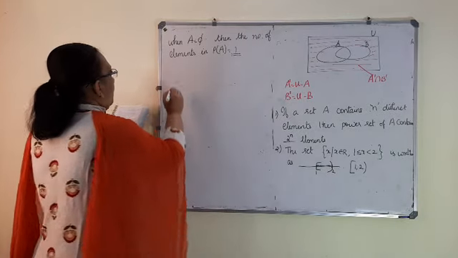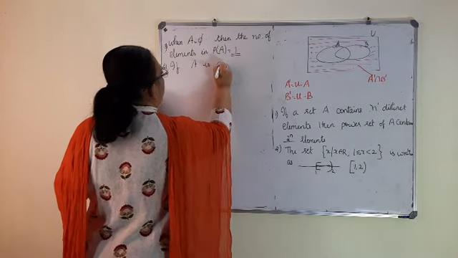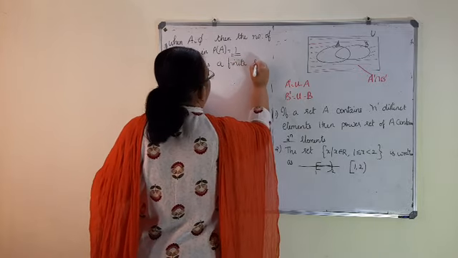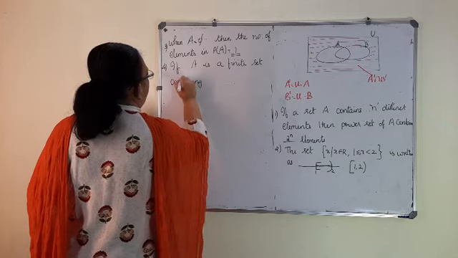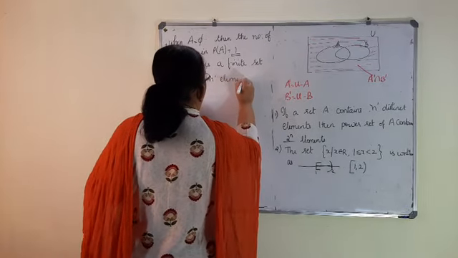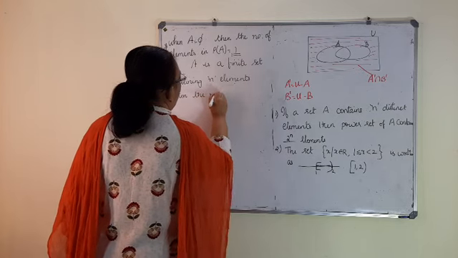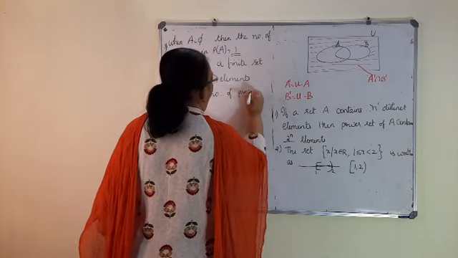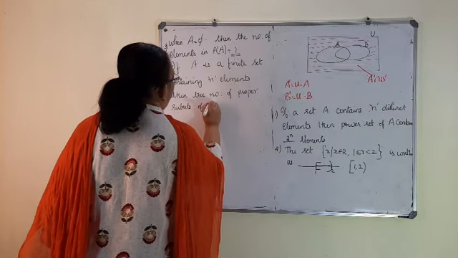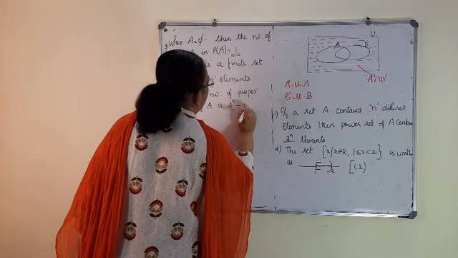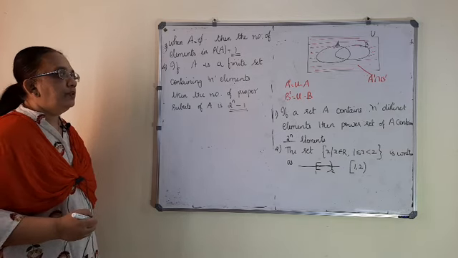Next one. If A is a finite set containing n elements, then the number of proper subsets of A is 2 raised to n minus 1.